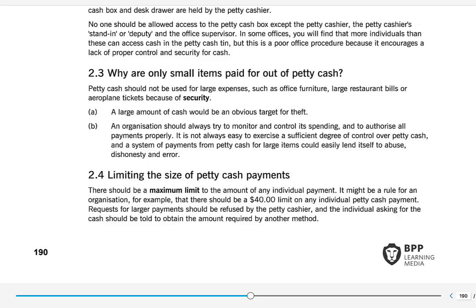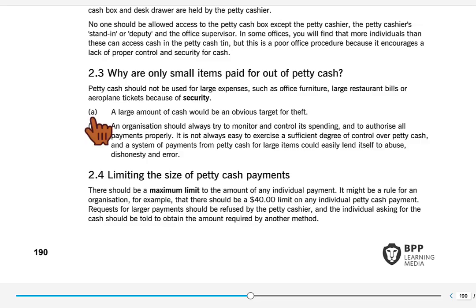Now the main question, why do we not use petty cash for large expenses? For example, why do we not use petty cash to pay for office furniture, a big restaurant bill, plane tickets or travel bookings, large repairs, large purchases for the business? The book gives 2 big reasons. Let us explain them slowly and clearly.